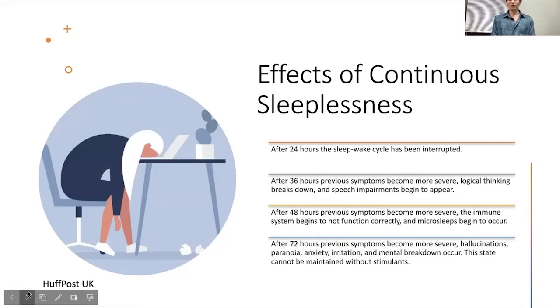And this is where the very severe symptoms begin to present themselves, like hallucinations, paranoia, anxiety, general irritation, and mental breakdown. This state can't be maintained in most people without the use of stimulants like caffeine or other drugs. And at this point, the body, without those stimulants, would just itself go to sleep. If you stay awake longer than this, there's severe consequences to it, such as muscle spasms, and that can cause you to have a heart attack or a stroke.